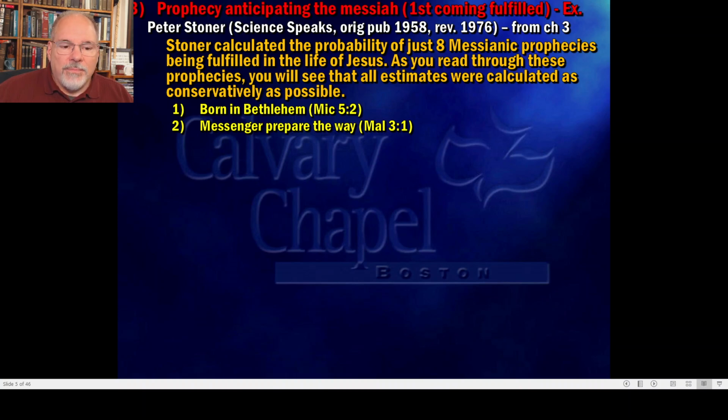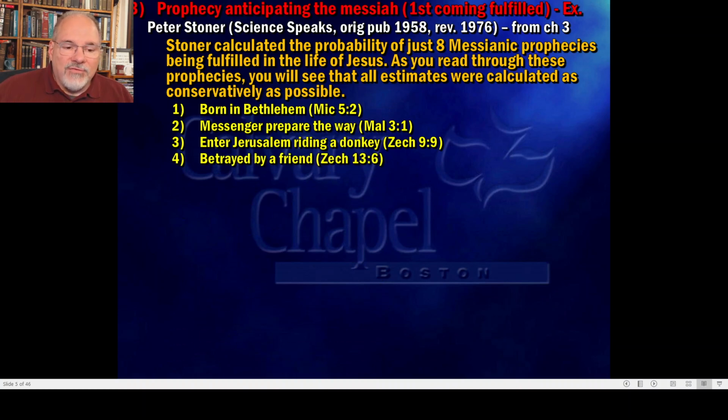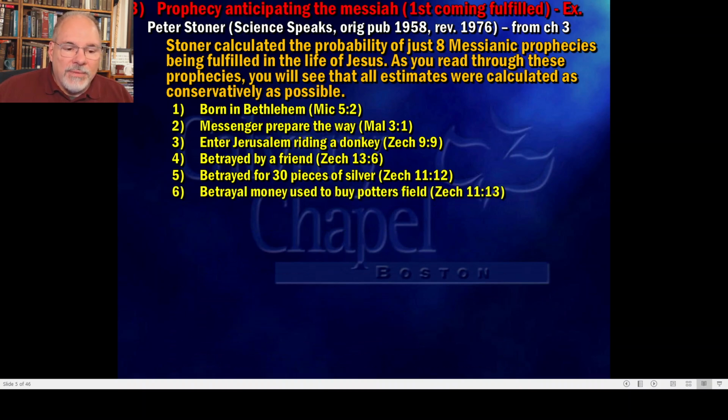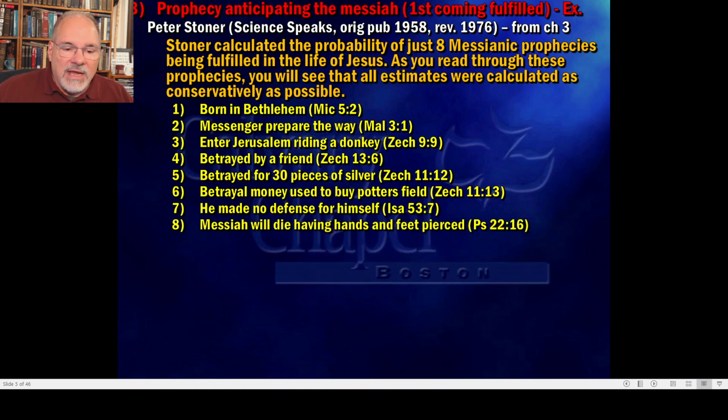There was a messenger to prepare the way, Malachi 3:1. He would enter Jerusalem riding on a donkey, Zechariah 9:9. He was betrayed by a friend, Zechariah 13:6. He was betrayed specifically for 30 pieces of silver, Zechariah 11:12. And the betrayal money was used to buy a potter's field, Zechariah 11:13. He made no defense for himself, Isaiah 53:7. And then the Messiah will die having his hands and feet pierced, Psalm 22:16.